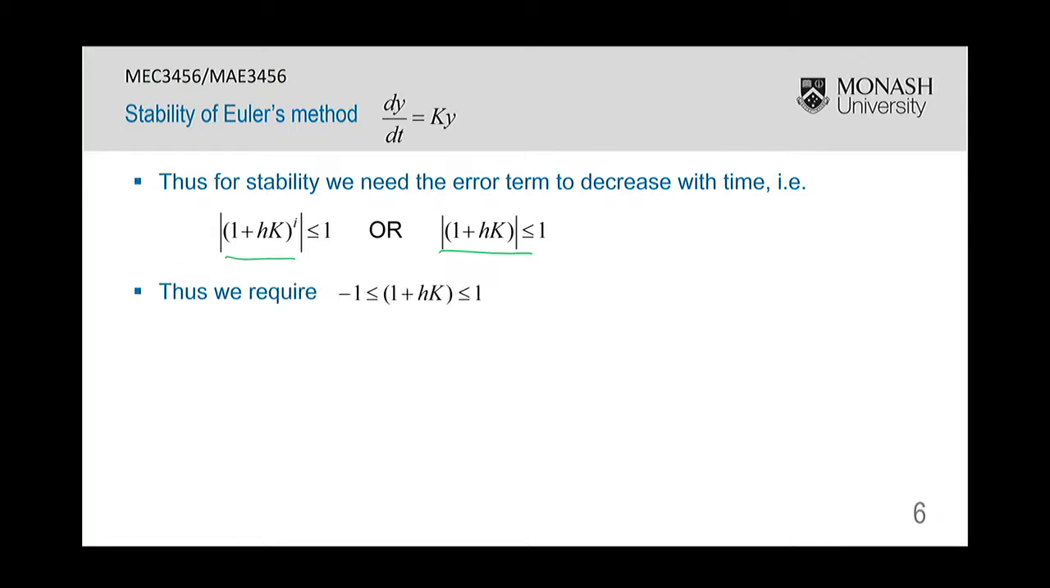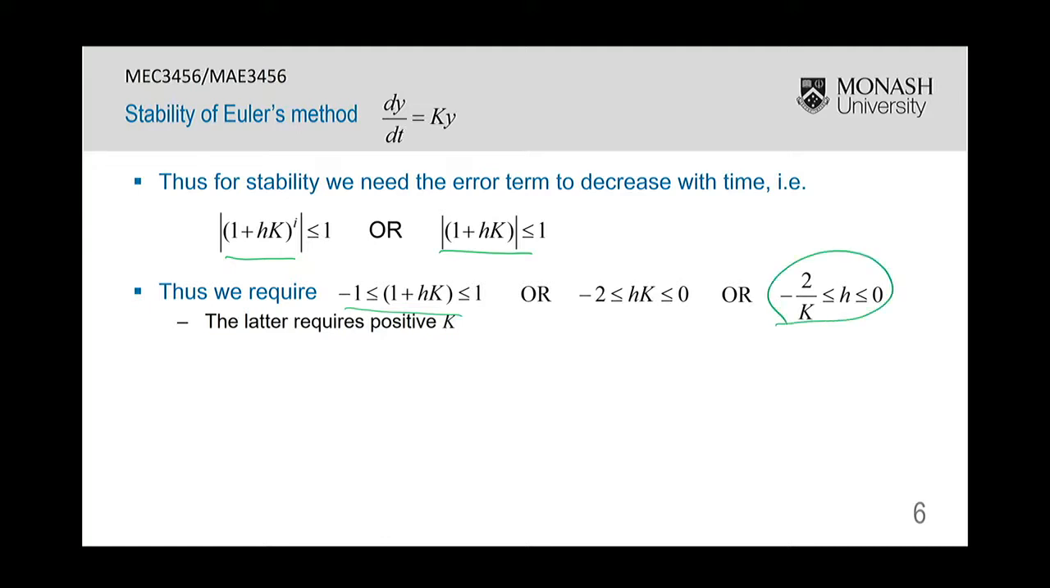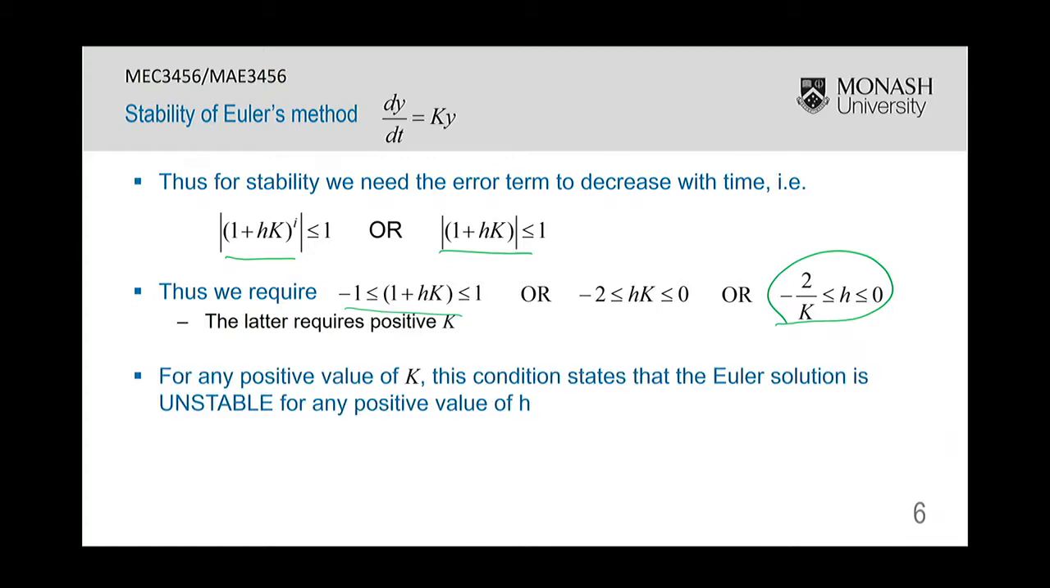So therefore, 1 + hk is a real number, and we can use the formula: negative 1 is less than or equal to 1 + hk is less than or equal to 1. We can subtract 1 from all of this to give us minus 2 is less than hk is less than or equal to 0. And finally, we can divide by k to give us minus 2 on k is less than or equal to h is less than or equal to 0. Now, in order to do this here, k must be a positive number. Okay? We'll come to what happens when k is negative next.